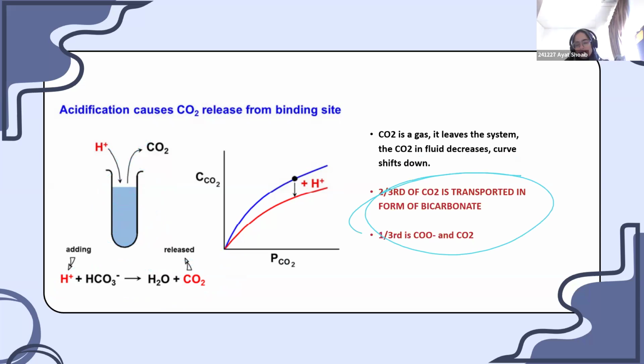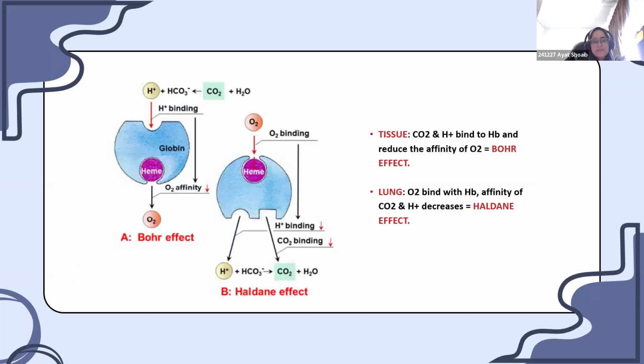And yeah, okay. So two-thirds of the CO2 is transported in the form of bicarbonate, okay? Bicarbonate is HCO3 minus. This is bicarbonate. Two-thirds, like most of the carbon dioxide is transported in the form of bicarbonate. The rest of it is carbamate and physically dissolved. Okay, remember this. If you forget this, I'm going to haunt you. Literally. Okay.